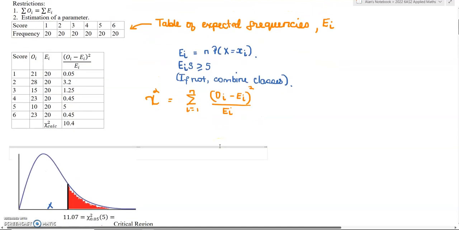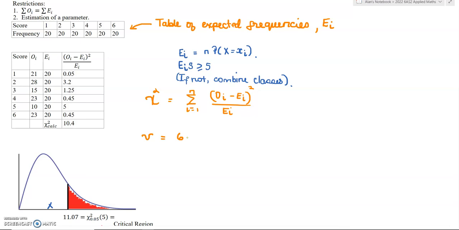Now the number of degrees of freedom, nu, in this case, the number of classes is 6 classes. And let's look and see what our restrictions are. Our first restriction is that the sum of our expected frequencies must be equal to the sum of the observed frequencies, that's 1. And we have not estimated a parameter, so there is only 1 restriction. And that gives us 5. So total degrees of freedom is equal to 5.